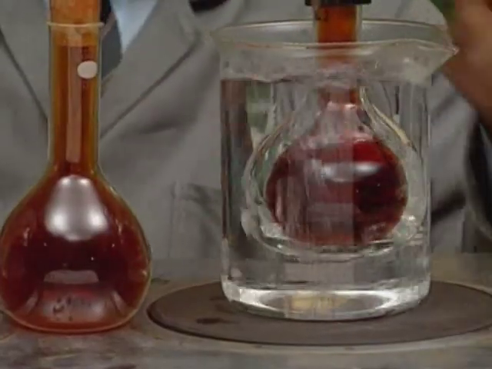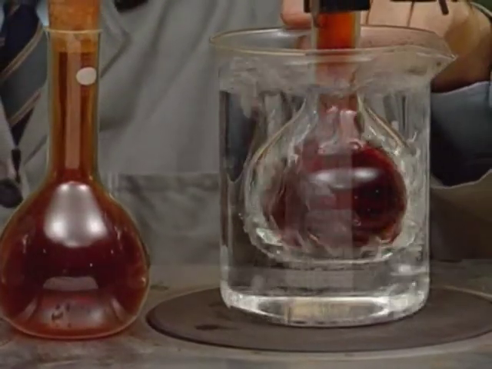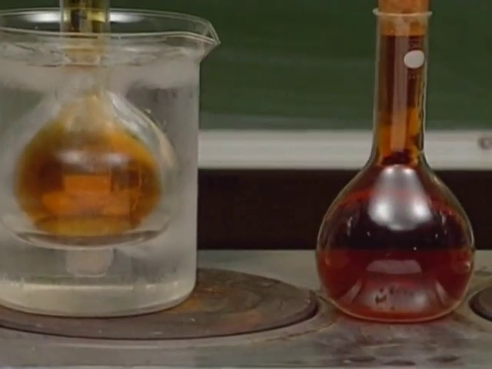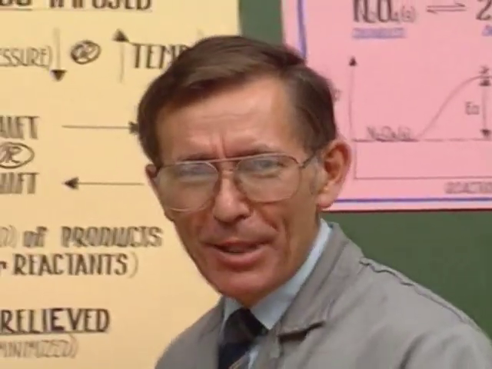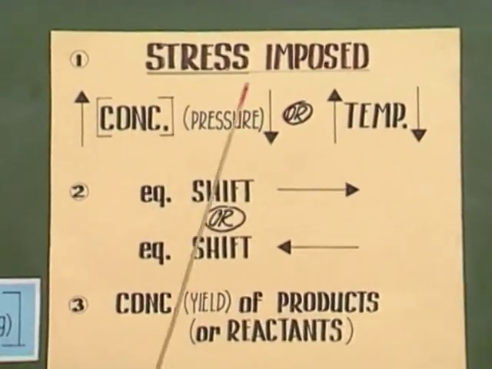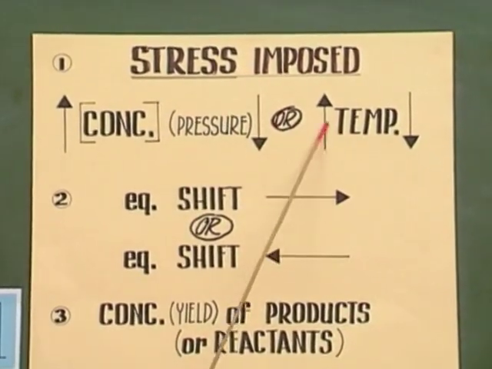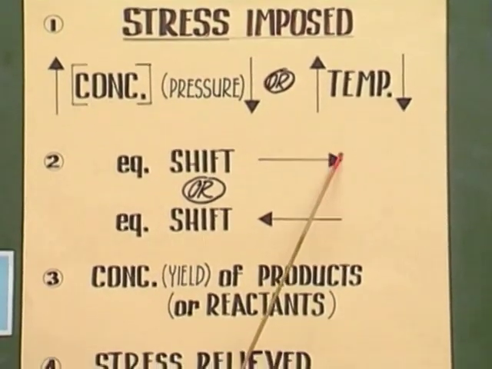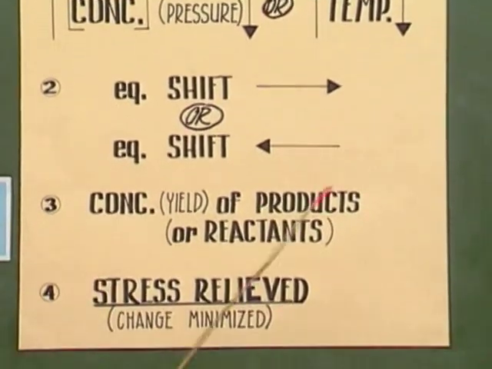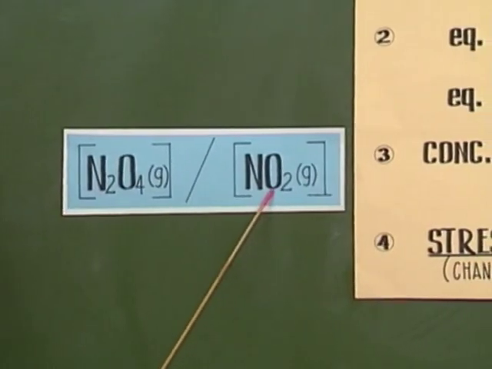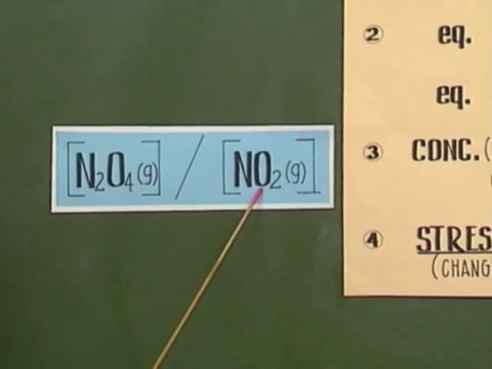It is quite clear that for this flask in the hot water, the equilibrium shifted to the right. And for the flask in cold water, the equilibrium shifted to the left. Let us consider the change in equilibrium in the case where we place the flask in the hot water. In this case, the stress was the increase in temperature, which caused the equilibrium to shift to the right, and that in turn caused the concentration of the products, nitrogen dioxide gas, to increase and to be higher at the new equilibrium, and the mixture turned darker brown.